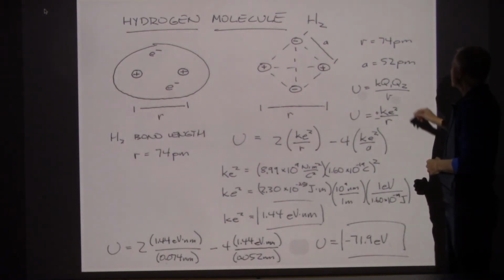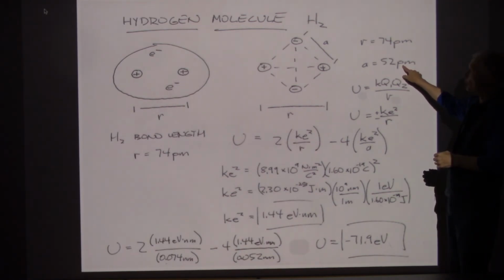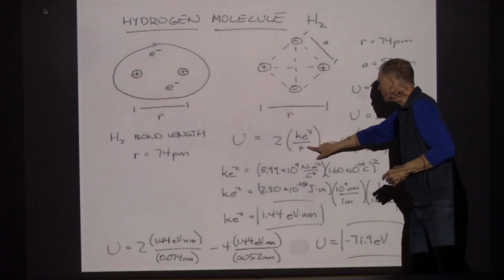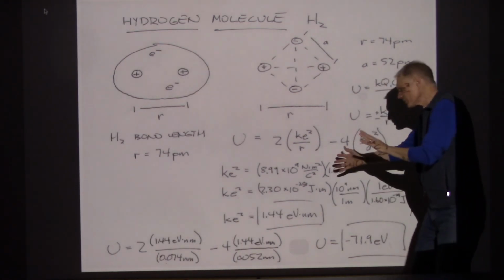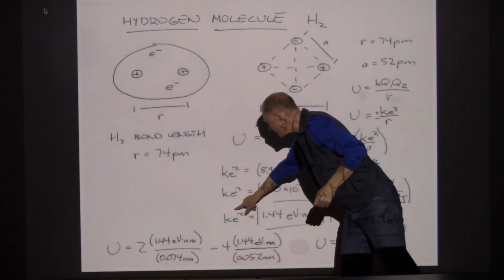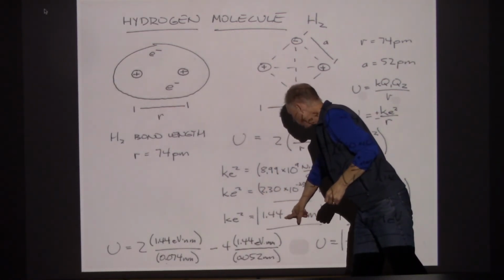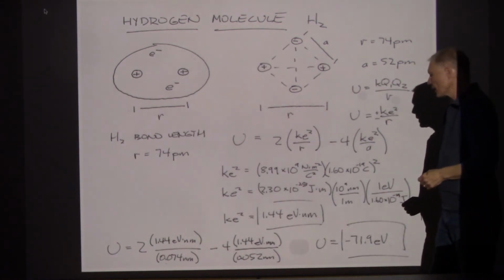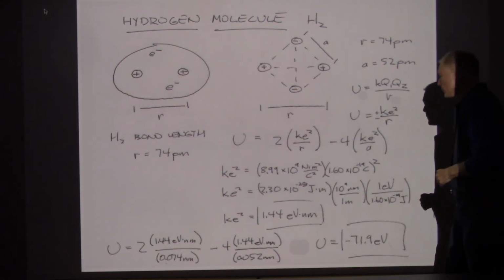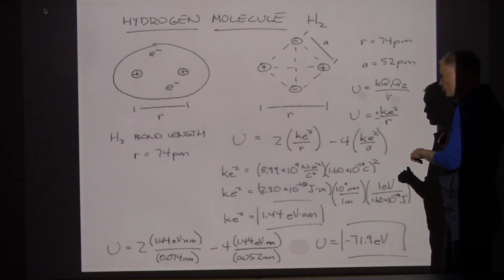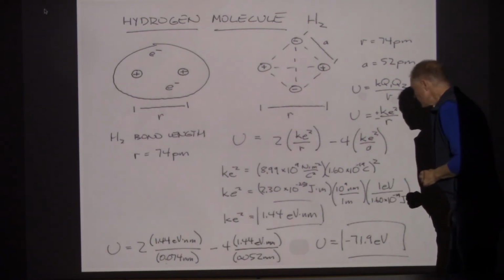How long are the sides of the square? Those are 52 picometers. So I plugged those numbers in and carried out the calculations, and I used a shortcut along the way. You can show that ke² is 1.44 eV times nanometers. So I worked in some different units there. You could work in standard units also and get joules and convert to eV.